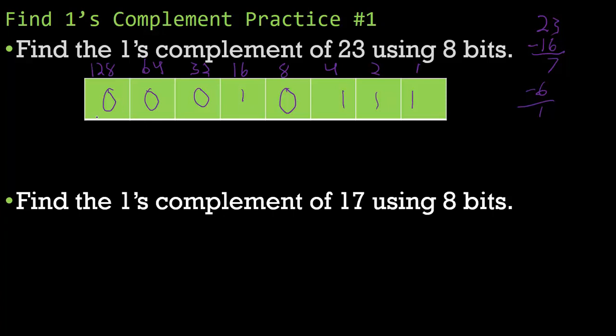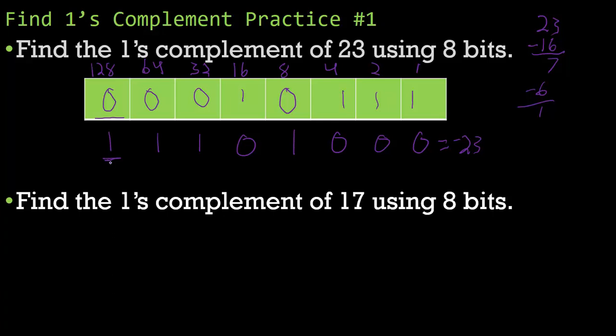This is positive 23. I know that because I have a 0. So to find the ones complement, negative 23, all I have to do is change all the ones to zeros, all the zeros to 1, which means this 1 becomes a 0, this 1 becomes a 0, this 1 becomes a 0, this 0 becomes a 1, this 1 becomes a 0, this 0 becomes a 1, this 0 becomes a 1, this 0 becomes a 1. This is equal to negative 23 in ones complement. How do I know it's a negative number? Because this leftmost bit is a 1, which means it is negative.